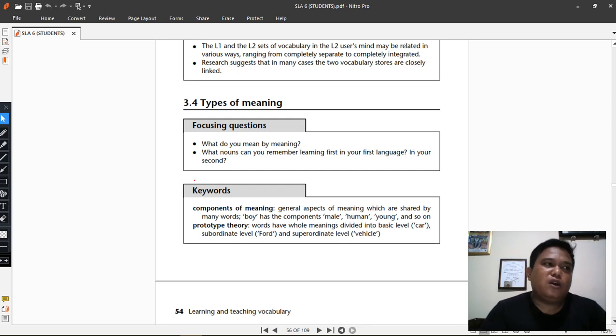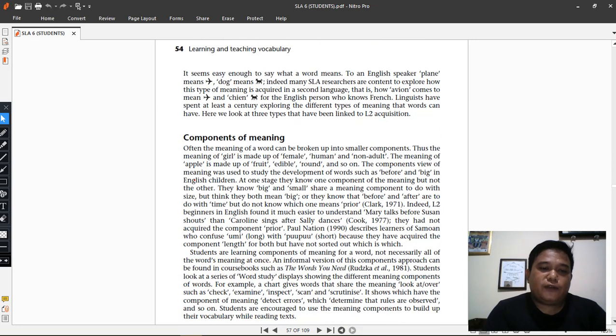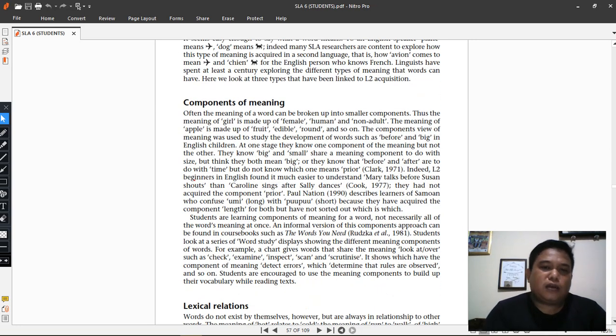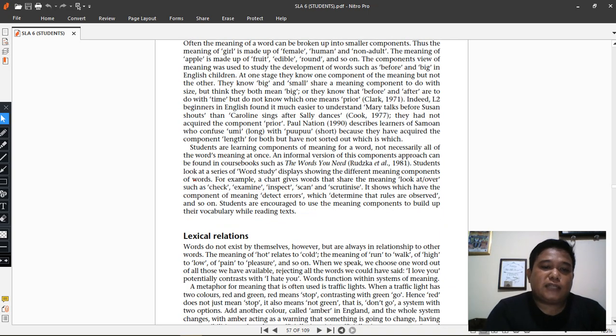This is 3.4, types of meaning. These are the types of meaning when you try to master second language acquisition, or in the specific form, vocabulary. So here we have the components of meaning. I think you should just read this. It's quite a good explanation here.